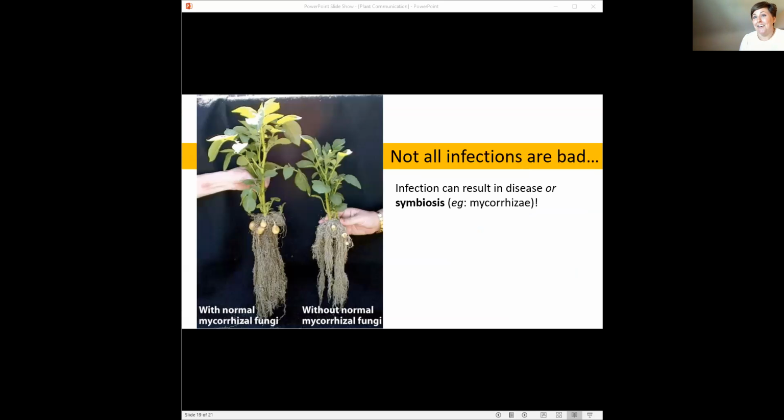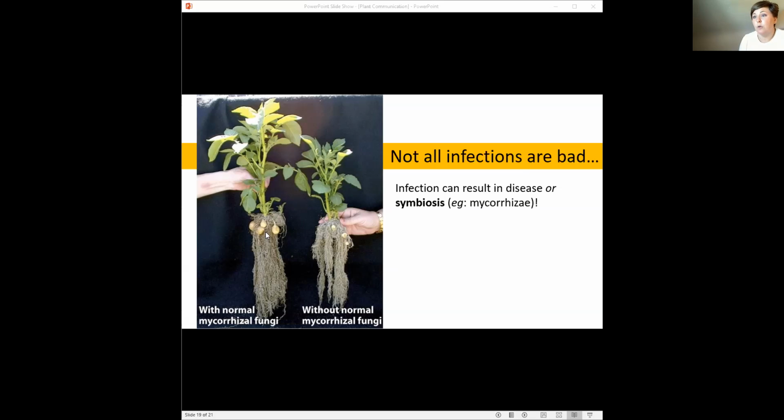I do want to end on a happy note. Not all infections are bad. Just like you have a normal or healthy microbiome, plants do too. When two organisms have a mutually beneficial relationship, they are said to exhibit symbiosis. An example of this is when plant roots are infected with a fungal microorganism. This is called a mycorrhizae.